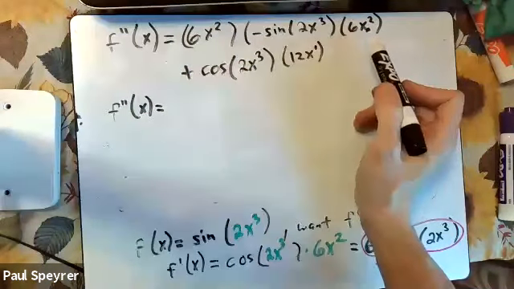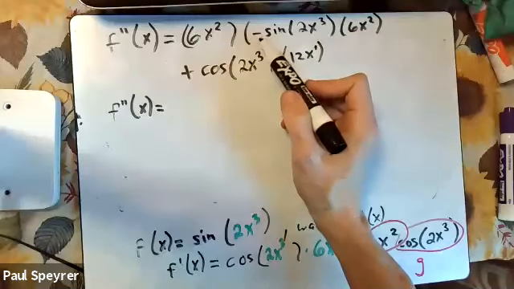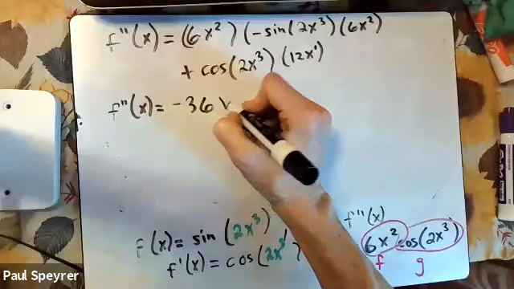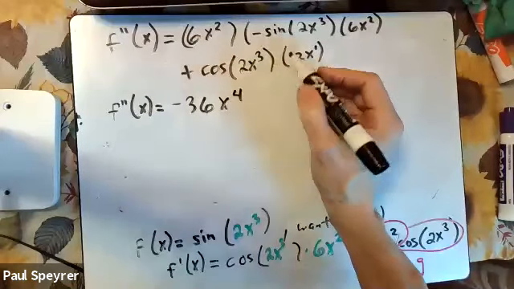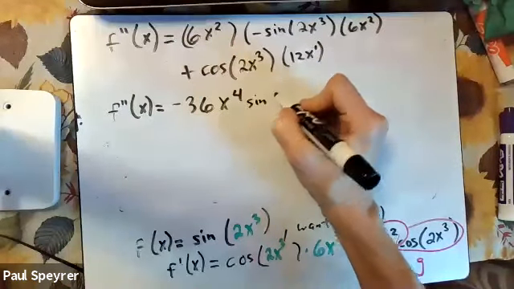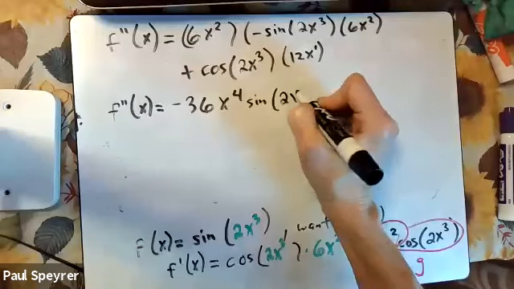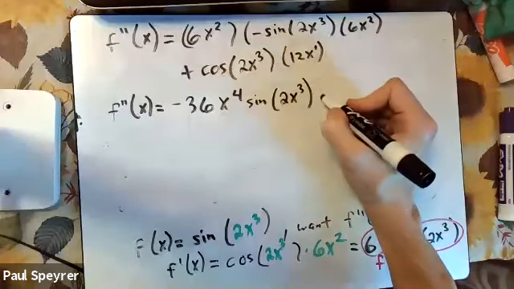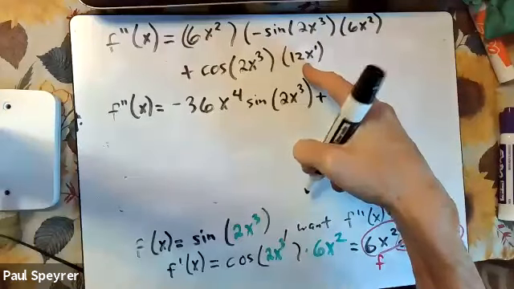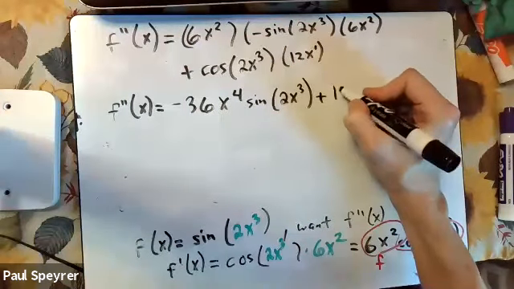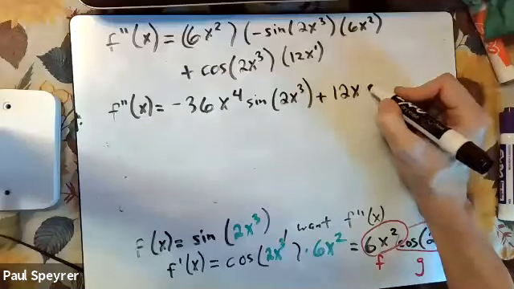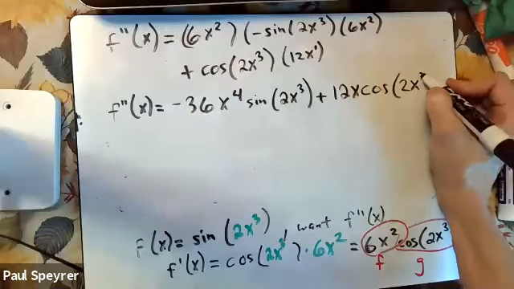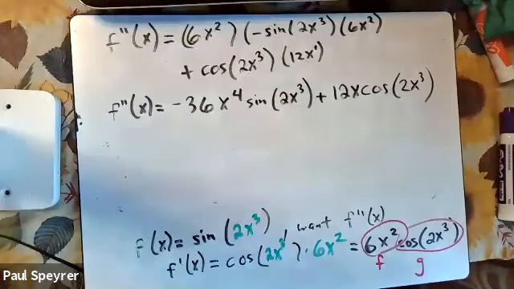6x squared times 6x squared times this negative gives you negative 36x to the fourth, and then sine of 2x cubed. And with this one, we can move the algebraic component in front of the trig function. This is 12x, and then cosine of 2x cubed, like that.